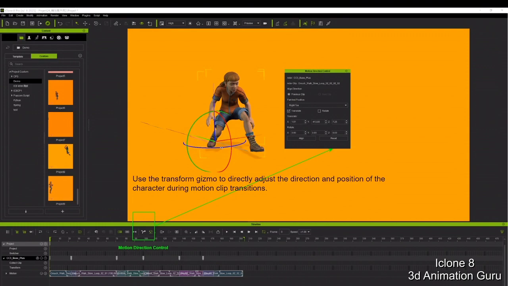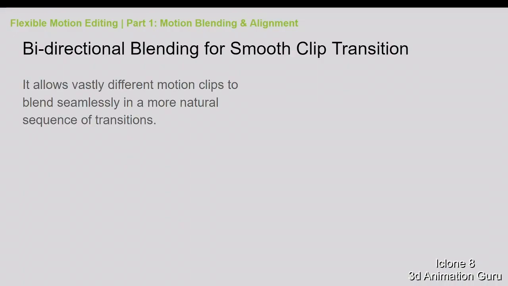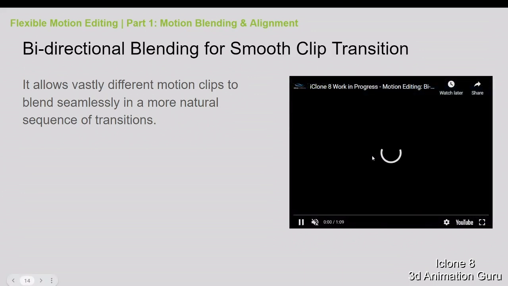And this is what they're trying to show. You can just shape it, like you have the head, foot, right hand, left hand, and everything. Now we have the bi-direction braiding for smooth clip transition. It allows different motion clips to braid smoothly into a more natural sequence. So let's see here and try to get a good idea of what is going to happen when you are using the bi-direction.